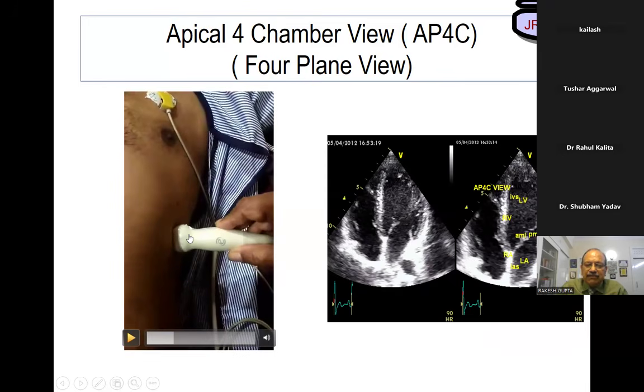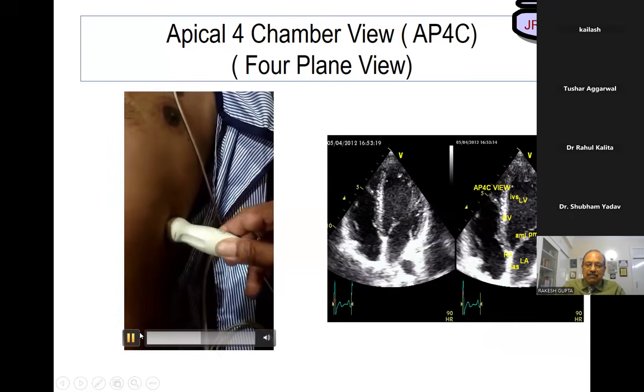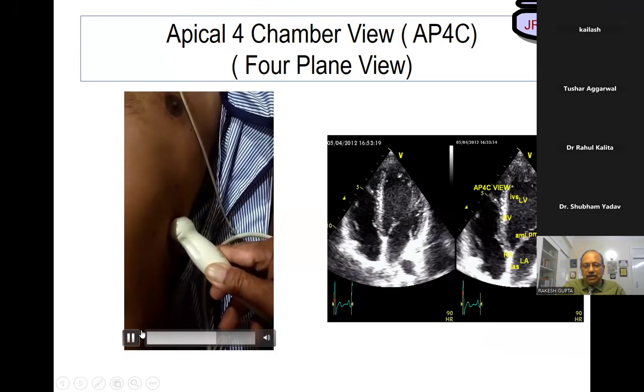Sorry, this is the left third intercostal space. 3-chamber view. Now rotate clockwise, it will become a 2-chamber view. Rotate further clockwise, it will become a 4-chamber view. Now it's doing rotation: 2-chamber, 3-chamber, and 4-chamber. 4, 3, 2. Now hold.